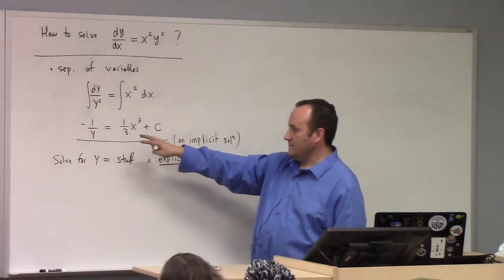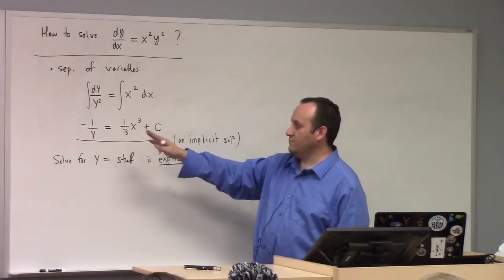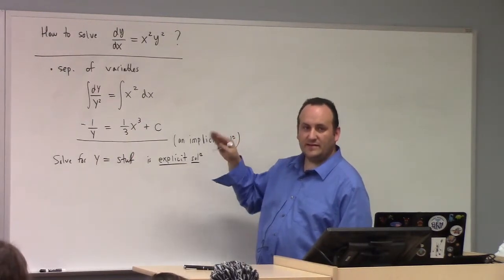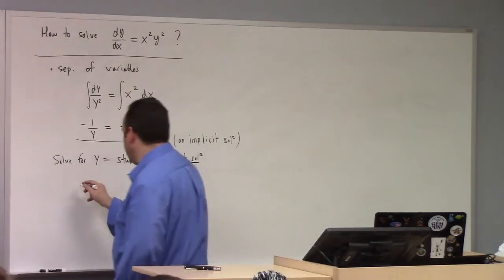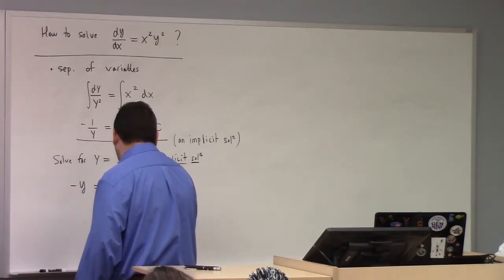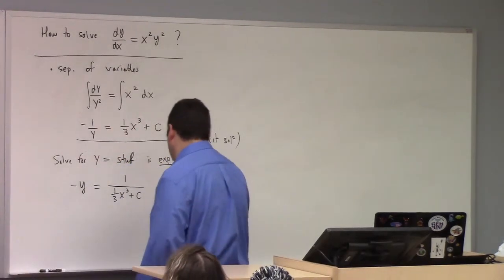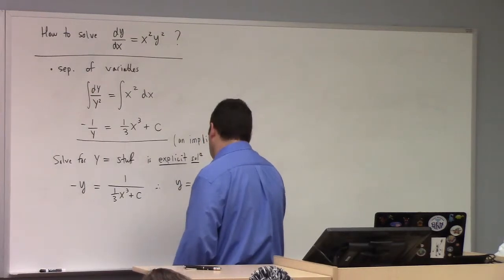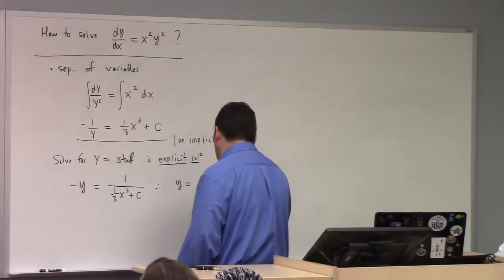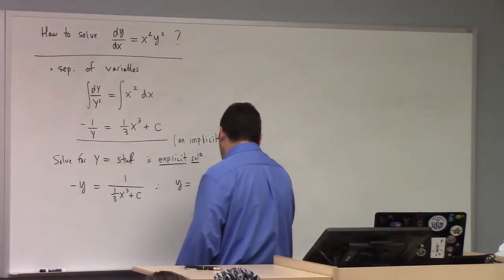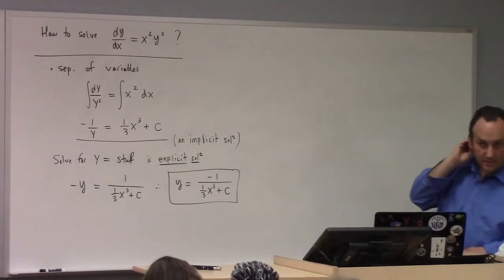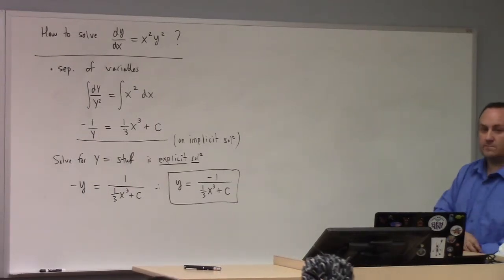I would suggest that we put the minus to the other side, right? And take the reciprocal of both sides. What do I get? I can say I get minus y is 1 over 1/3 x cubed plus a constant, yeah? So therefore, y is minus 1 over 1/3 x cubed plus a constant. There you go. That is the explicit general solution to the first differential equation that I showed you.